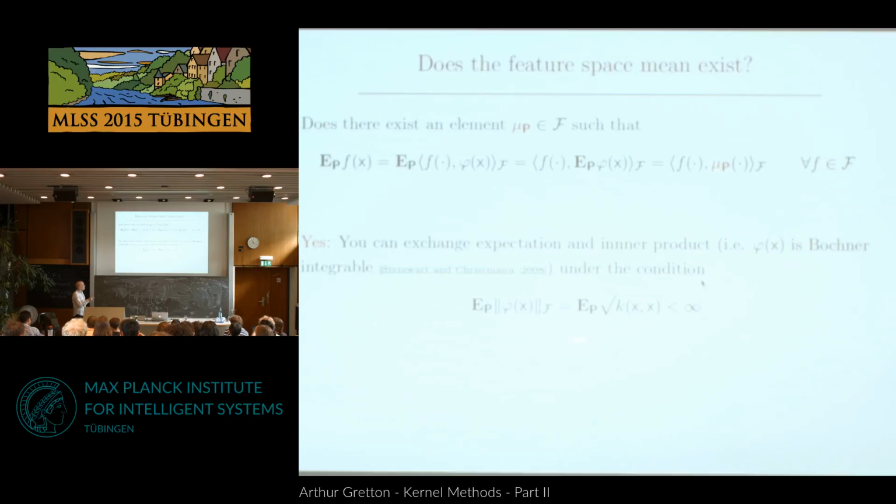So because the norm of the feature map is the square root of the kernel evaluated at x and x, again, I'm just checking whether this expectation is bounded. If it's bounded, I'm allowed to take the expectation inside the dot product. So this is the condition I need to check to make sure that I do have this thing and that it does exist in the RKHS. So is that clear? For more details on Bochner integrability, you can check, but at least intuitively it should make sense. If the expected norm of this thing is finite, then you're allowed to take the expectation inside the dot product. That's not going to cause you problems.